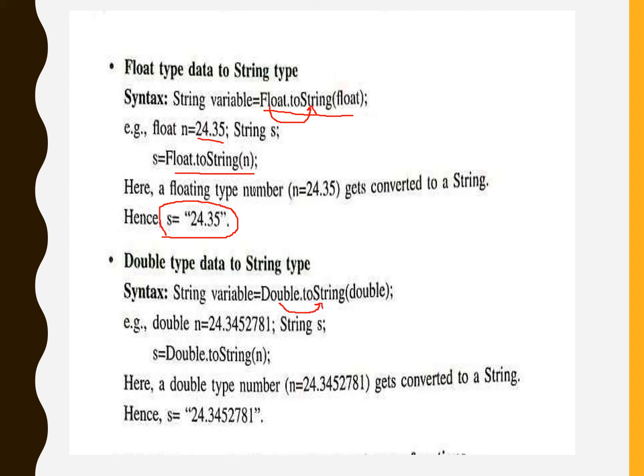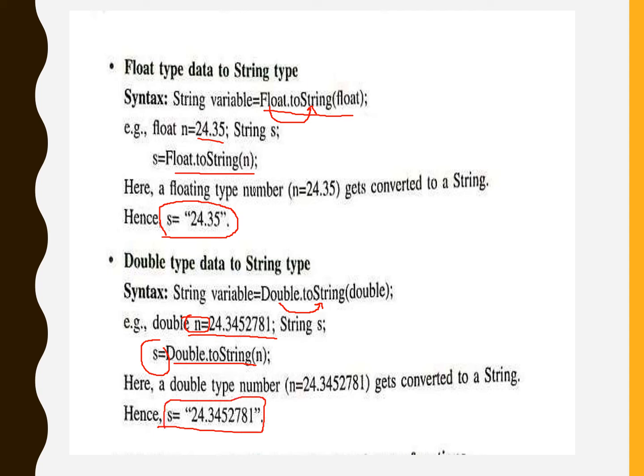We can convert the double data type to a string. How can we write it? Double.toString(double). For example, here is a double value 24.347. So how can we convert it with Double.toString? Write the name of the variable, here n, and store the result in a string. So what will be the output? It will give the input value in double quotes.